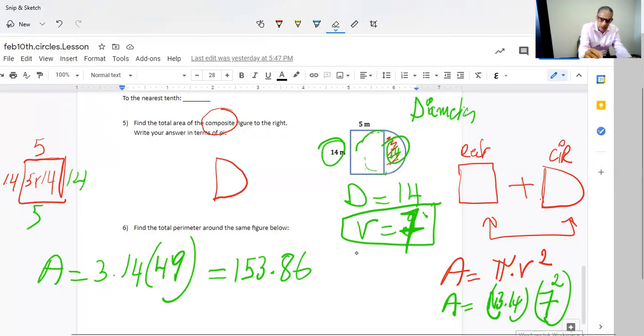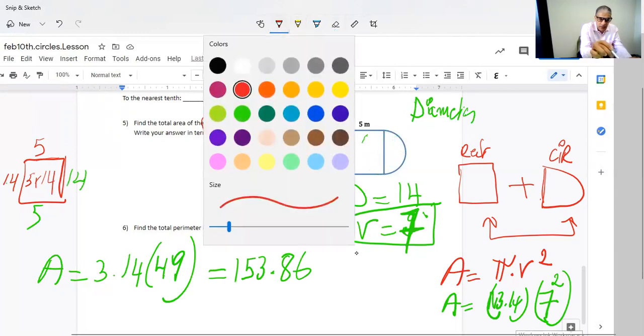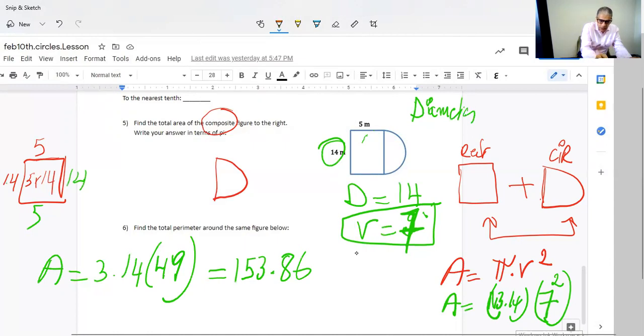I only have half of the circle. So that means I have half the area. So I have to divide this by 2 to give me the area of here. Because I don't have the whole circle, I just have half of it. So let me divide that by 2. And what do I get?